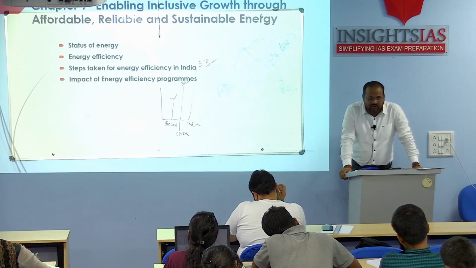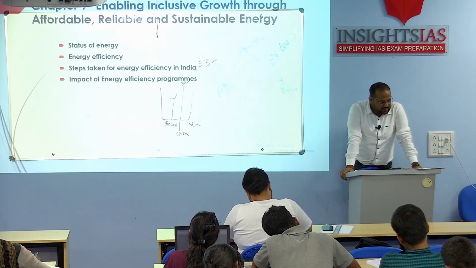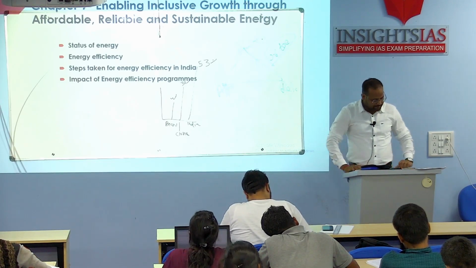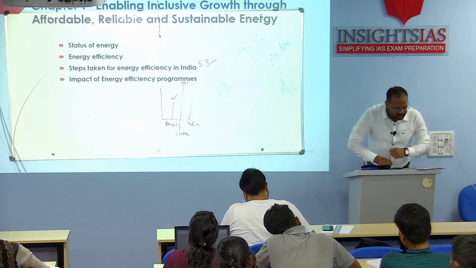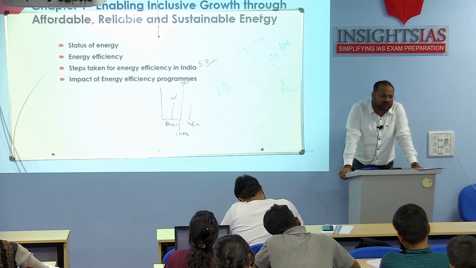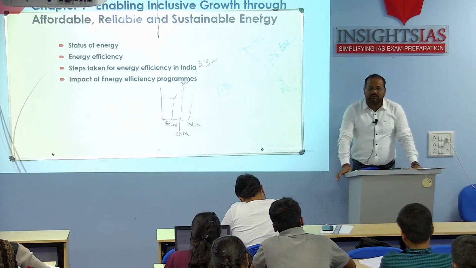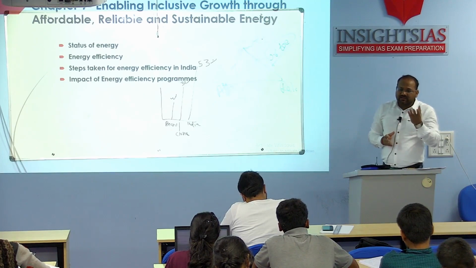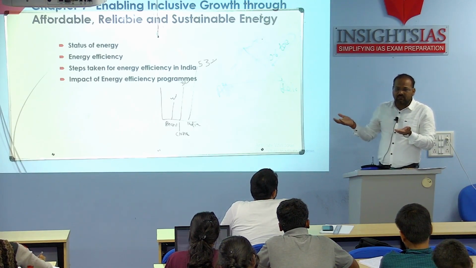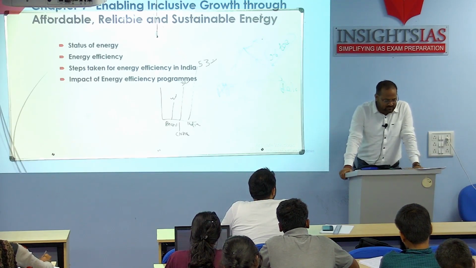After this, all this was the status of energy. Now we will see energy efficiency. What is energy efficiency? You are consuming less energy to produce any particular good, or less energy to do any particular work. When we analyze at the country level, less energy is required for the production of goods and services in the country, or overall GDP. So that is energy efficiency.